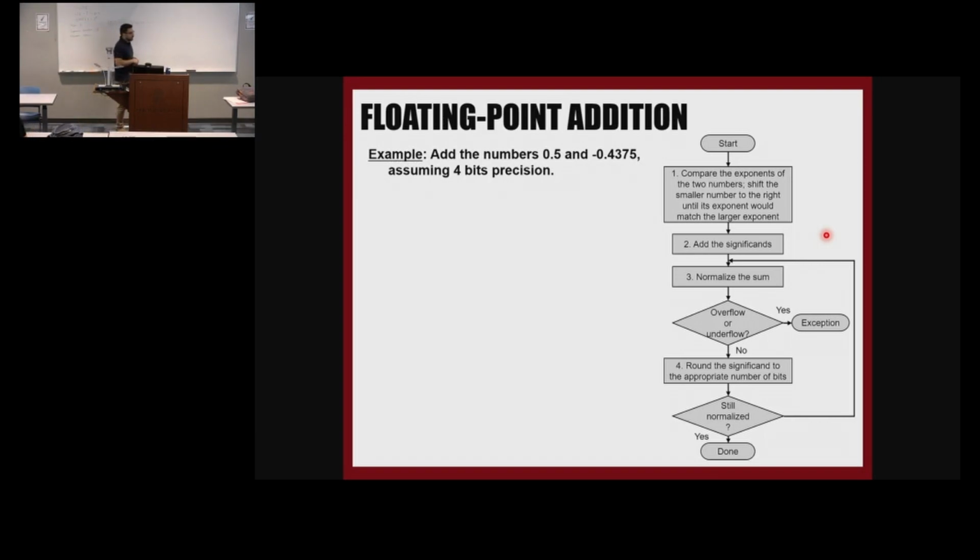Okay. So the example I have here is that we want to add two numbers, 0.5 and negative 0.4375. We are assuming that we have 4-bit precision. In single precision, we have 32 bits. Here we have just 4 bits, including the bits on the left side and the right side of the binary point. So when I said 4-bit precision, I don't mean 4 bits on the right side of the binary point. I mean everything is 4 bits. We just have 4 bits. That's it.